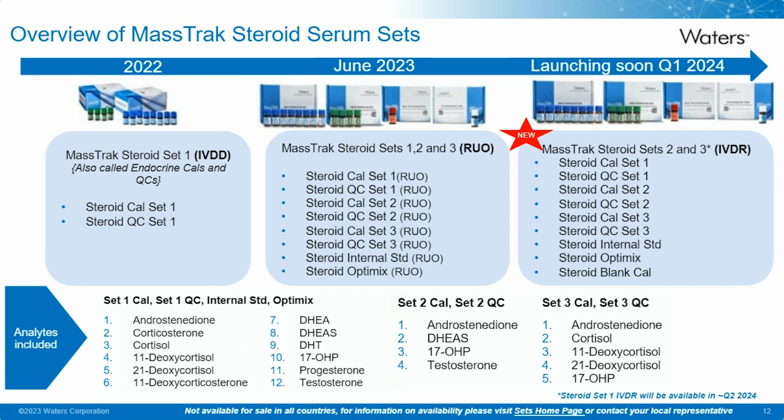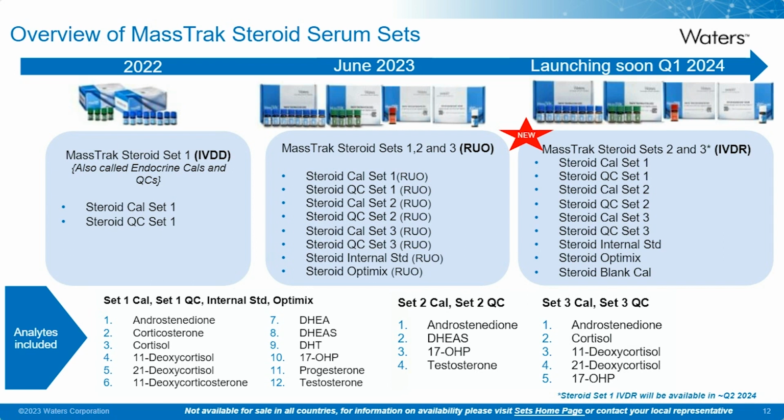Set 1 includes CALs, QCs, IS, and optimization mix, and covers a panel of 12 different steroid hormones indicated on the bottom left-hand side of the slide. This panel was designed keeping in mind the medium to low throughput labs that typically get requests to test multiple steroids in one sample and have less pressure on meeting short turnaround time expectations.